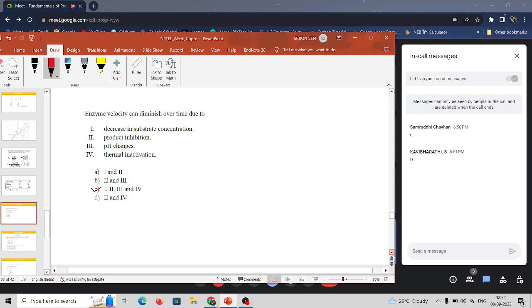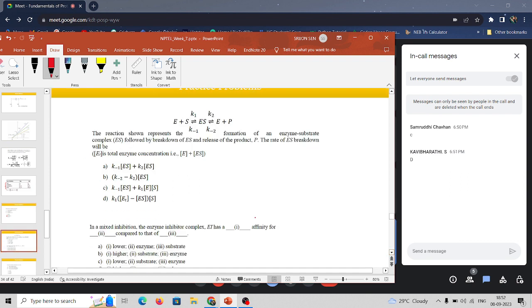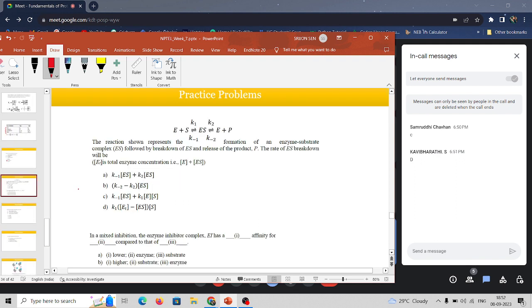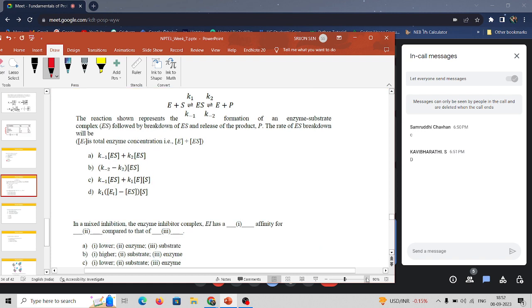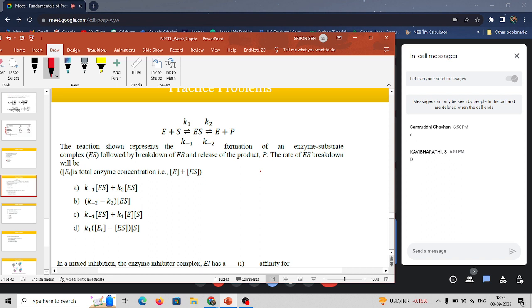Okay, the next question. Let us see. The next question says this reaction represents the, okay, so we have a particular reaction and we have the constants. Formation of an enzyme substrate complex followed by the breakdown and release of the product. Now the rate of ES breakdown will be, okay, let us see what this will be. So what will be the rate of the ES breakdown? Try finding out the answer. So we have K1, K minus 1, K2 and K minus 2 over here.